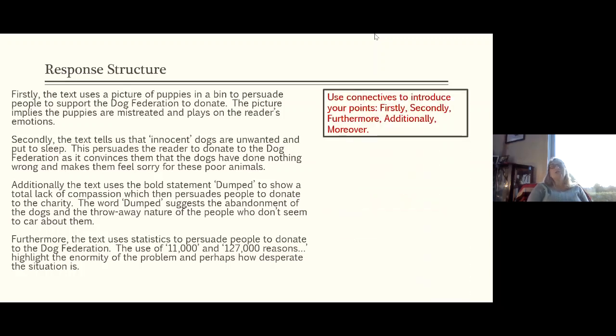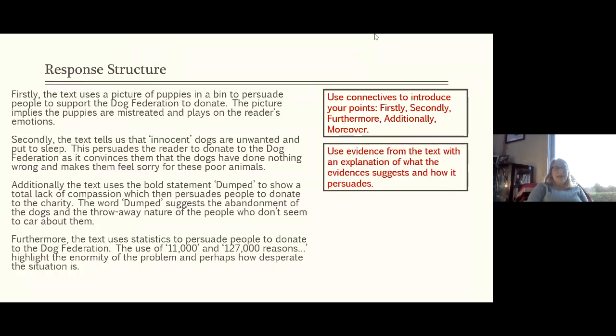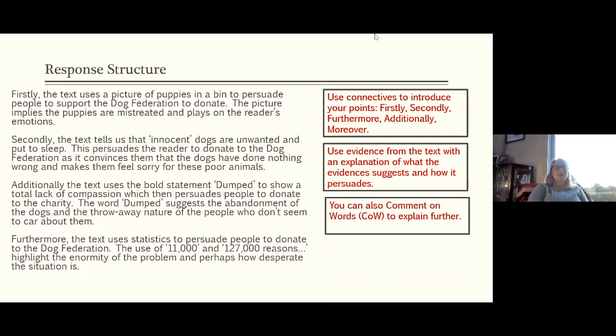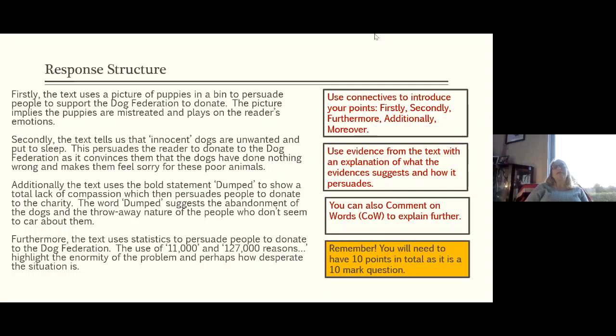So I would try and find 10 points or as near to 10 points as possible. So again, just as a reminder, use your connective to introduce your points. Use evidence from the text with an explanation of what the evidence suggests and how it persuades. You can also comment on words to explain further. So if some of the words are significant, you could comment on those. And remember, you need to have your 10 points in total as it is a 10-mark question.